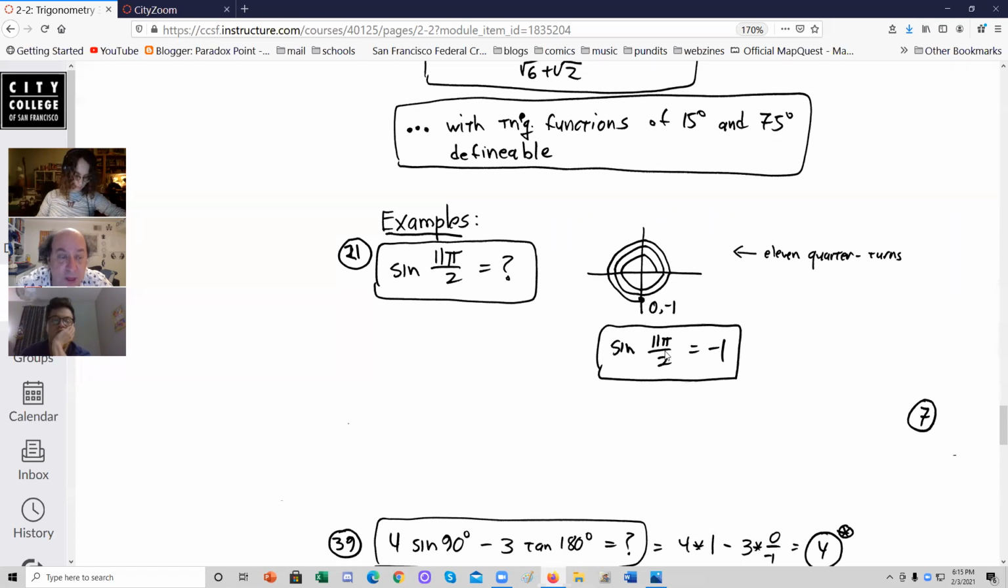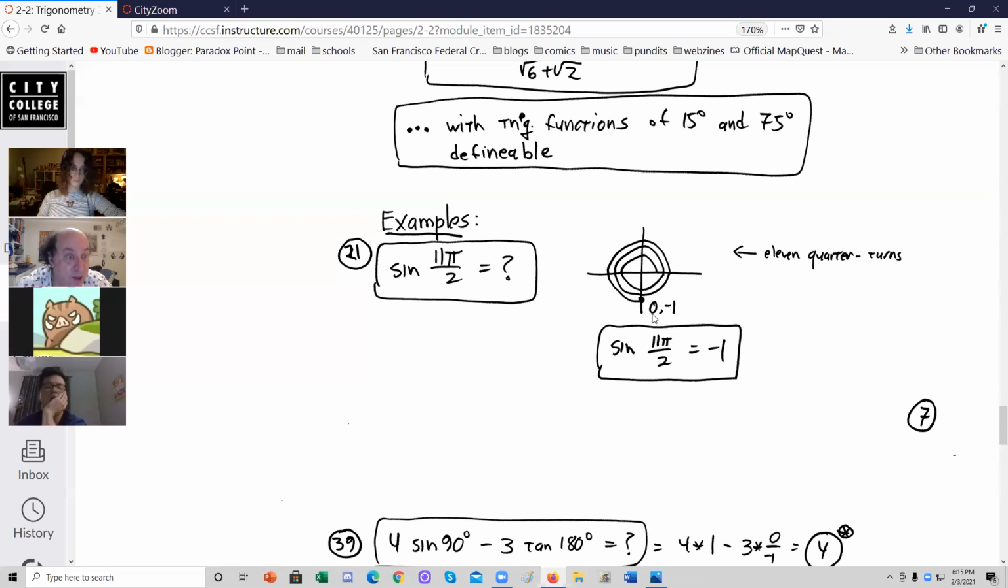What's the cosine of 11 pi over 2? Read it off of here. What is it? 0? Yes, it's 0. It's the x value. That's correct.